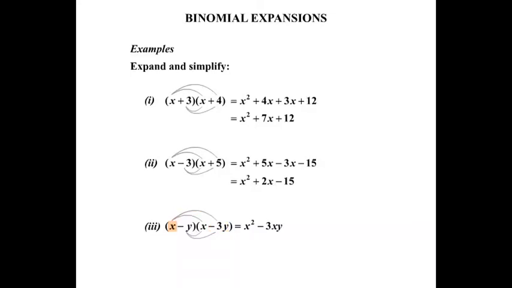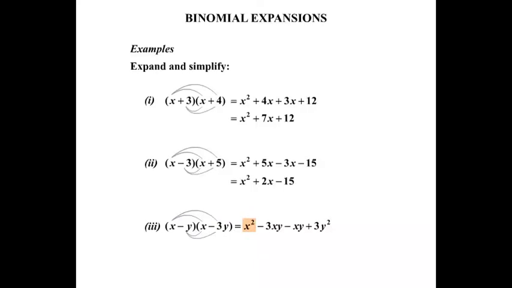The x now is done, so we move on to the minus y. Minus y times x, minus xy. And finally minus y times minus 3y, well two minuses will make a plus. We will get plus 3y squared. Terrific.